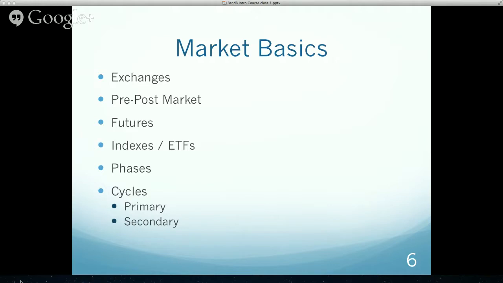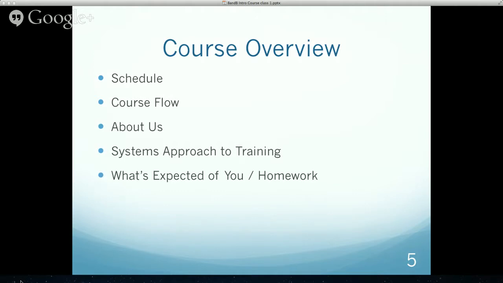All right, on to the marks. Getting into some of the meat of what we're going to have in the intro class, or the first class here, are the market basics. I'm sorry, I didn't get into the course overview. Course flow.